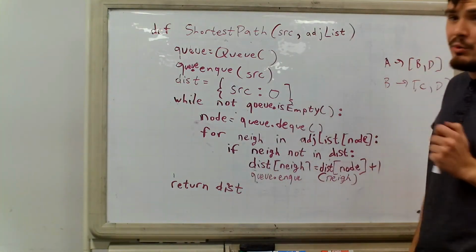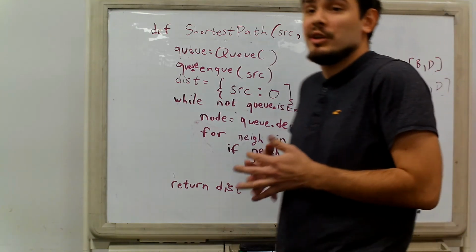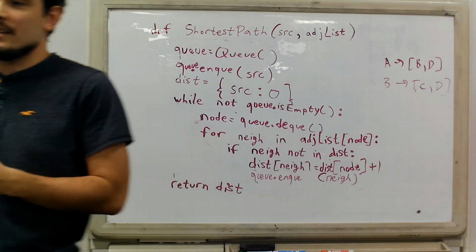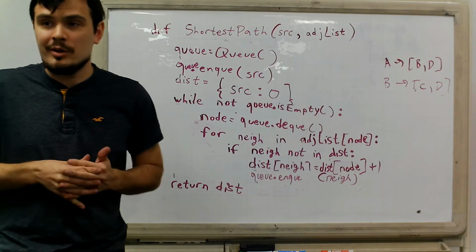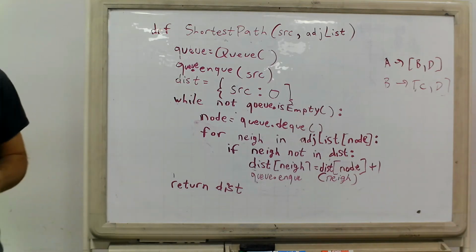But how do you recover the actual path, right? Because sometimes, for some applications, you might actually want to know what the path is, not just that it exists or it has distance 4. But how can we trace back the path? Well, good news, this is actually really simple.